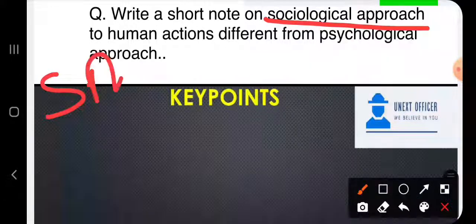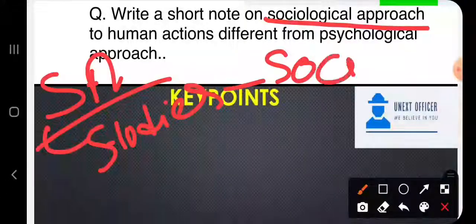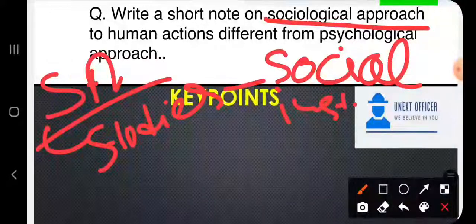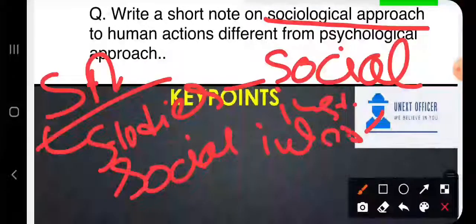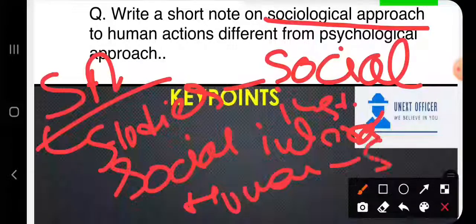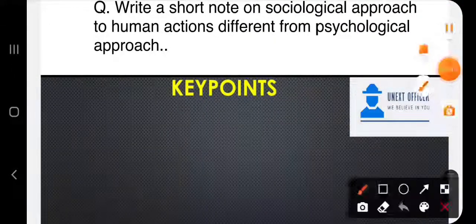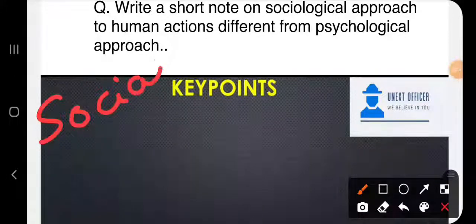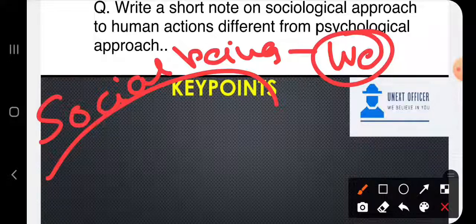So what is the sociological approach? It studies social institutions, social interactions and human actions. A human is also in society, a social being. Understanding how we humans react to a certain situation is also a sociological approach. With the help of the sociological approach, we are able to understand the psychological approach.